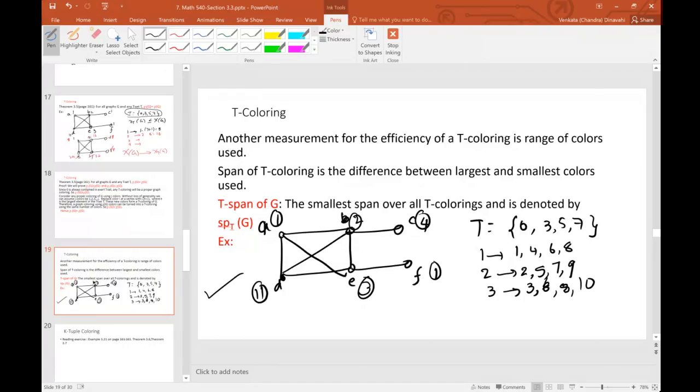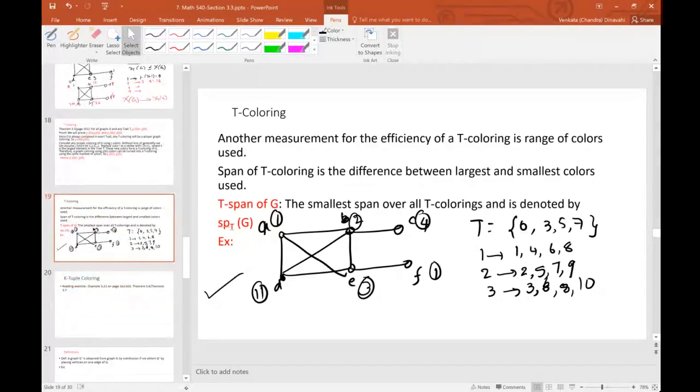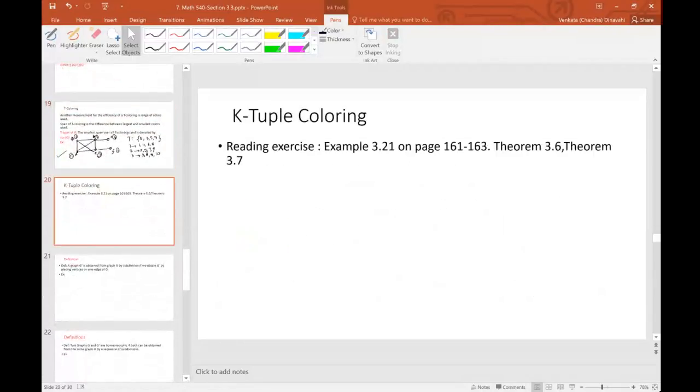So this is one way of efficient T coloring. In a sense, the difference between the largest channel number and the smallest channel number should be as small as possible. That means it can be easy for you to go from one channel to the other. So these are all different variations of vertex coloring, which you are going to see a lot in applications.